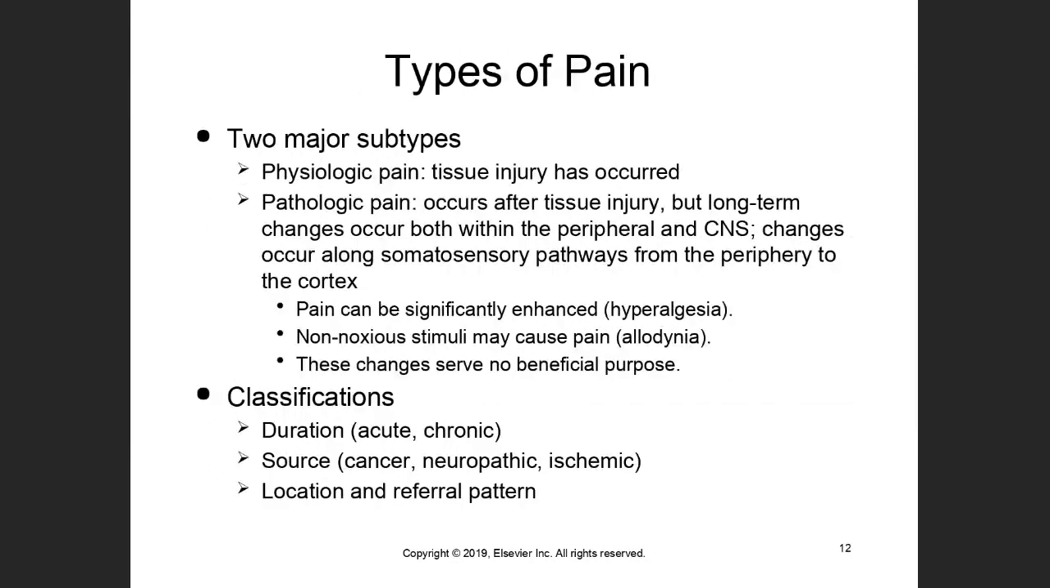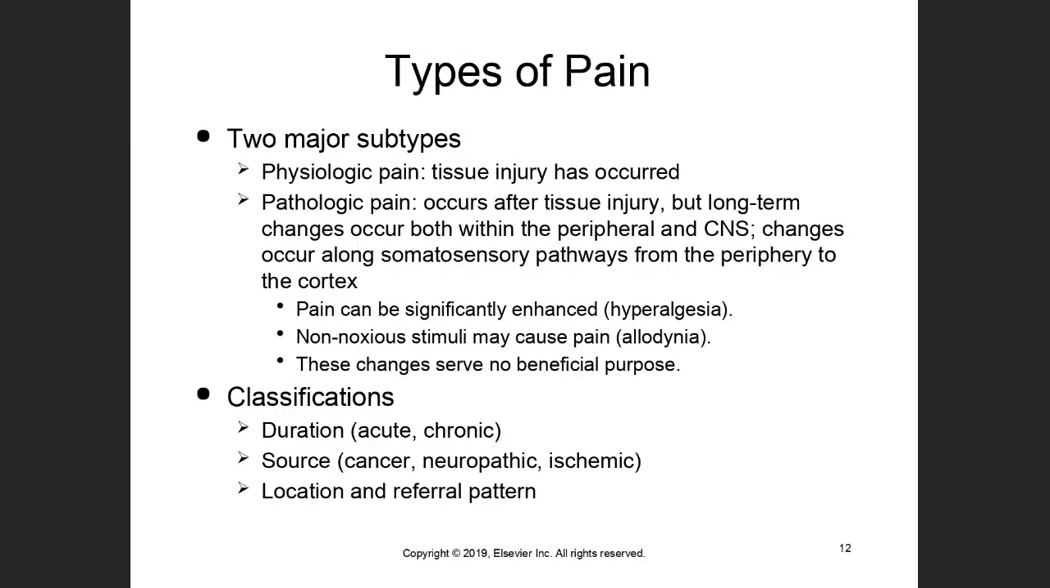Types of pain. Major subtypes: physiologic pain, where tissue injury has occurred, and pathologic pain, which occurs after tissue injury but with long-term changes within both the peripheral and central nervous system. Changes occur along the somatosensory pathway from the periphery to the cortex. Pain can be significantly enhanced. Non-noxious stimuli may cause pain, called allodynia. Allodynia is common after a stroke. These changes serve no beneficial purpose.